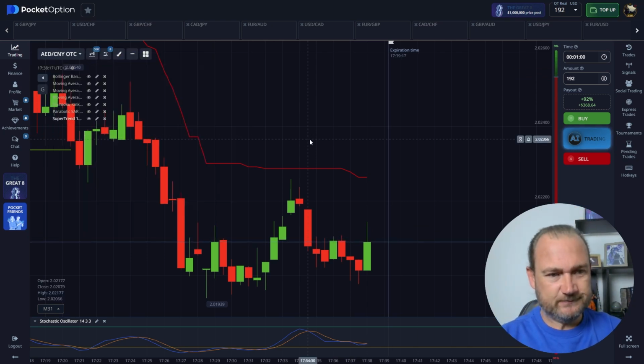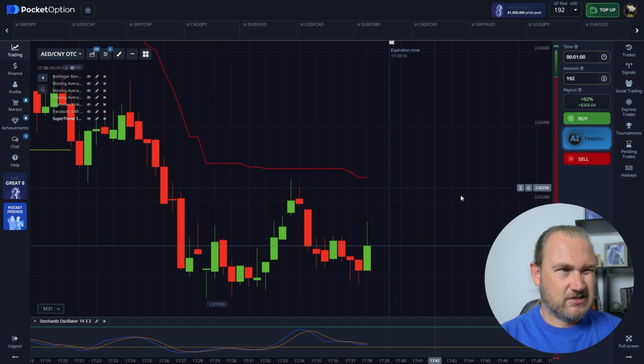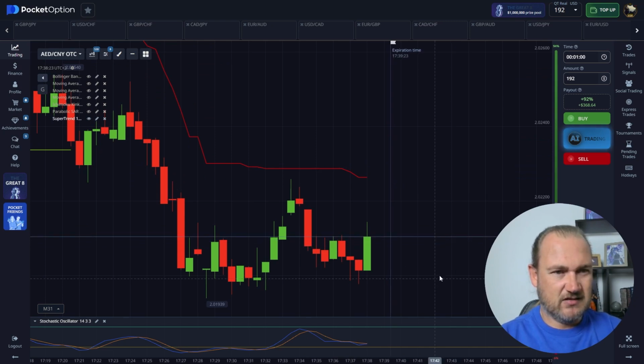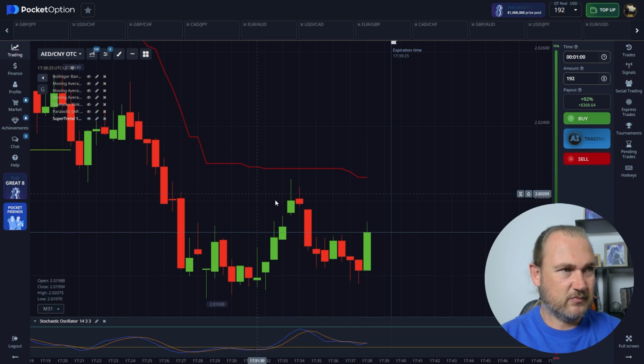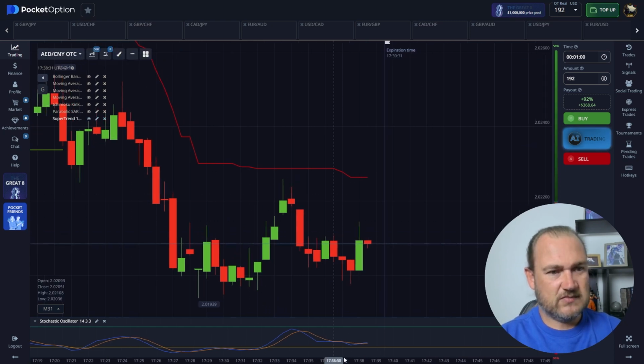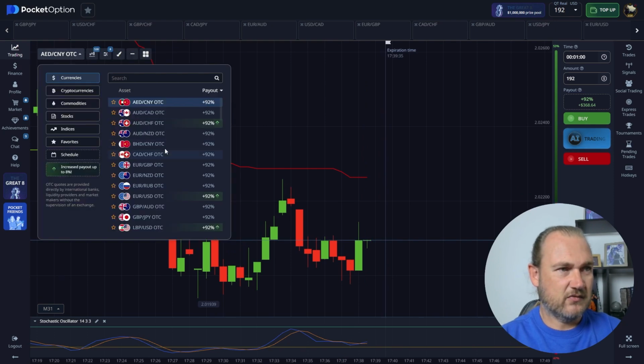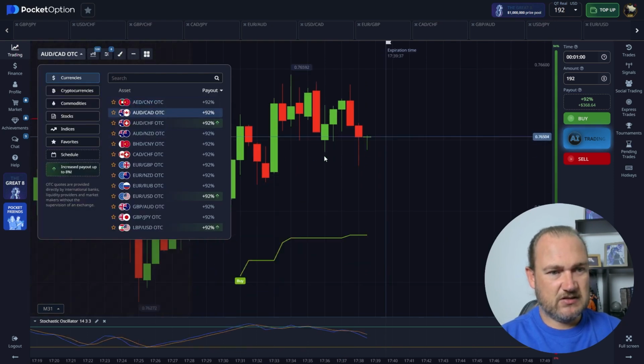It's coming back down. Ten seconds left on this candle. I really doubt it's going to close red. There's a lot of buying power here at the moment. Yeah, and the stochastic's making a bullish crossover heading north. Okay, so we're going to skip that.